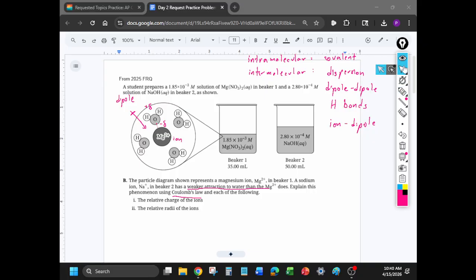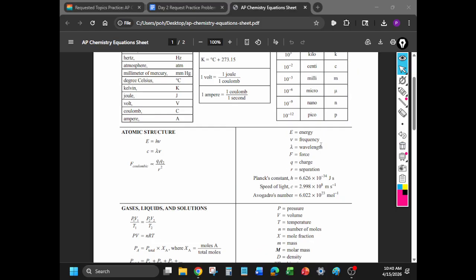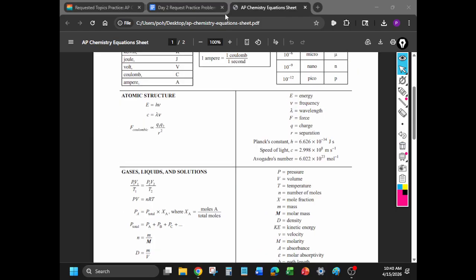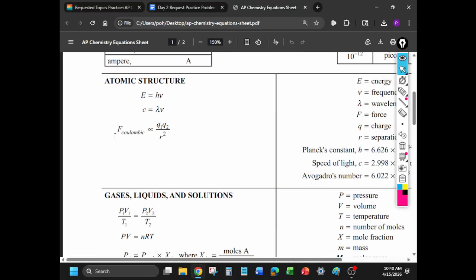Now, some of you guys might not remember Coulomb's law. It was, I think, before Thanksgiving break. So if you guys take out your AP equation sheet and you want to make a note, this right here is Coulomb's law. And nicely, it tells you Coulombic. All right, so let's talk about what Coulomb's law is talking about.